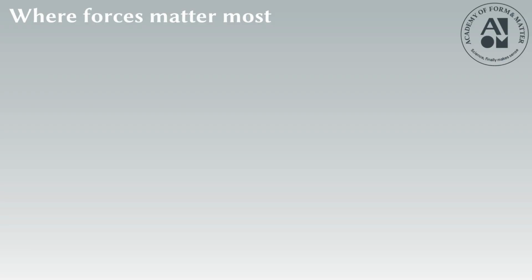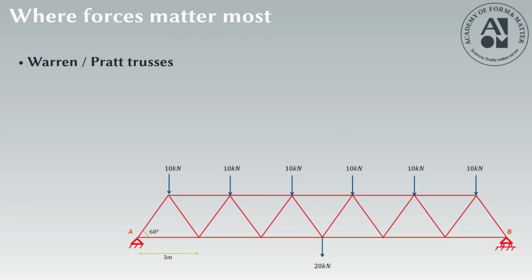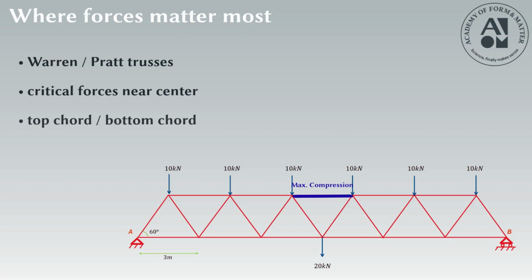In many common trusses, such as Warren and Pratt trusses, the forces that matter most often develop near the center, especially in the top chord and bottom chord. These forces frequently guide the design of the entire truss. So instead of solving everything, we often want to go straight there.